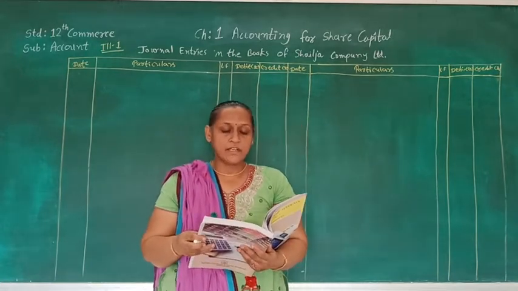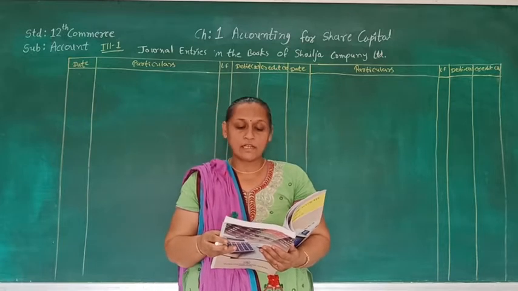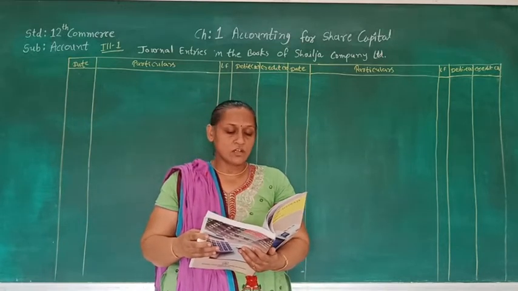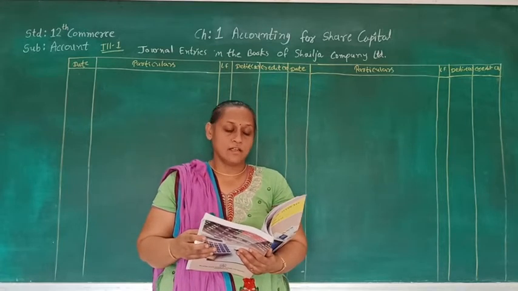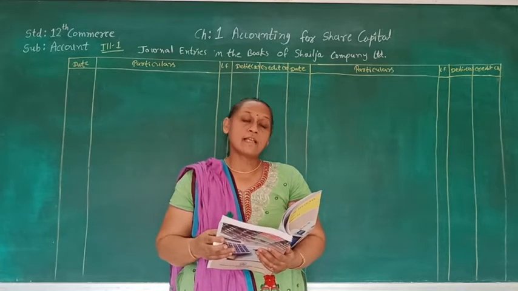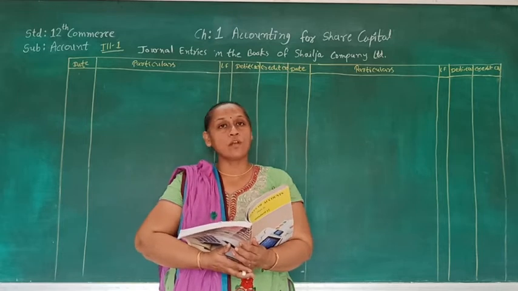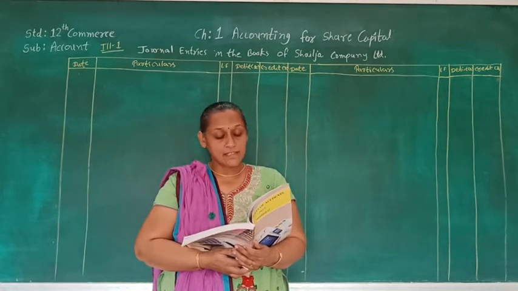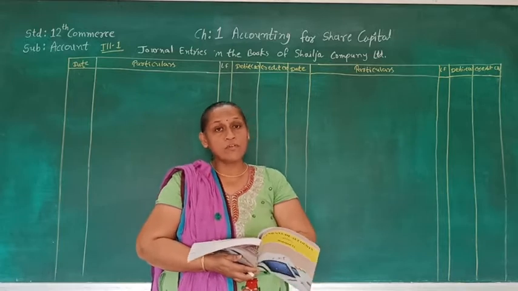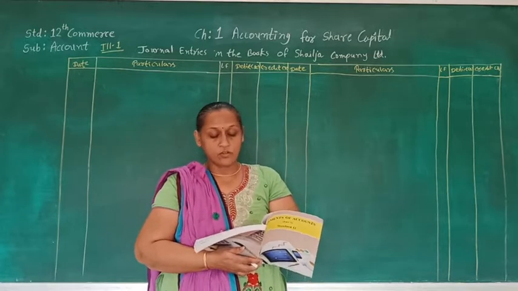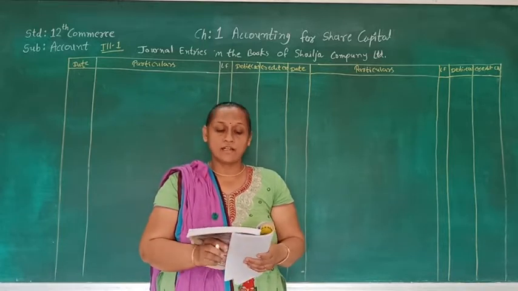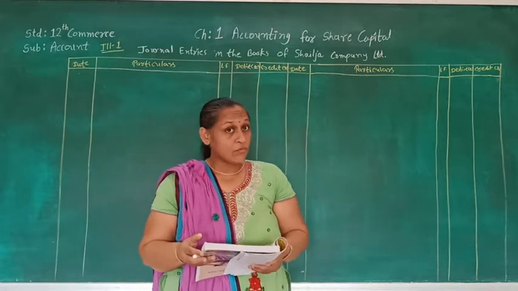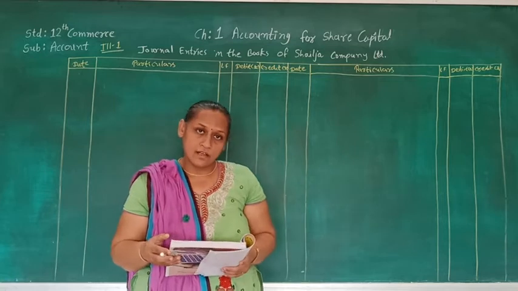Saizya Company Limited issued 2,40,000 equity shares of Rs. 10 each, on which the amount called up was as under. So here Saizya Limited Company has issued 2,40,000 shares and the amount called up is as under. At the time of application they are calling 3 rupees. So here the very first entry that we are going to pass is for the application. At the time of application the money is coming in the bank.